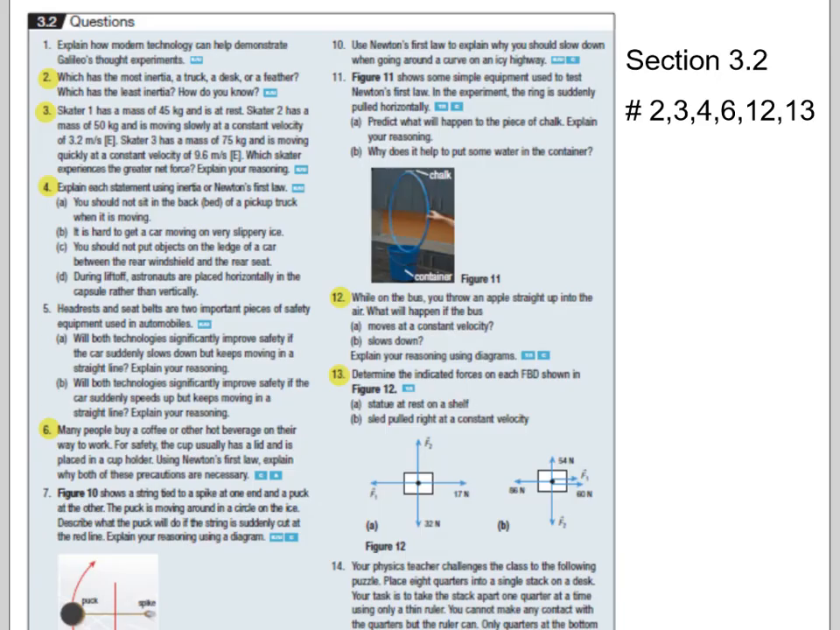Okay, I tried to keep it a little bit short. I know the first one was a little bit longer, so here are a couple of questions to try, Section 3.2, listed on the side.